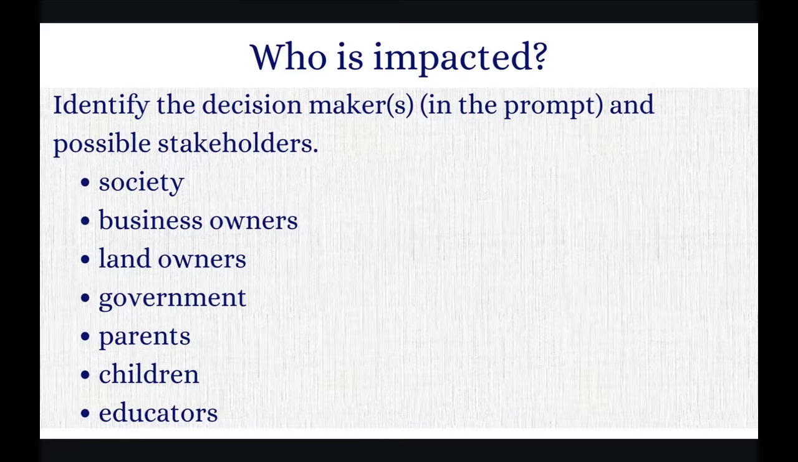Another question you want to ask yourself as you are approaching the prompt is who are the stakeholders or the decision makers? This information is typically provided in the prompt. So for instance, if it says what factors should a company consider, then in that case, the company is the decision maker. But the stakeholders could be other people who are impacted. So it could be the community, society in general, maybe landowners or the government, possibly parents or children or educators, depending on the topic we're covering. It's important to recognize the decision makers and the stakeholders as you're approaching the sources, because this could help you write better commentary. If you're not considering who's affected by the issue, then you're not looking at the big picture.